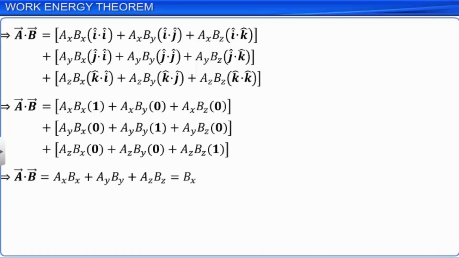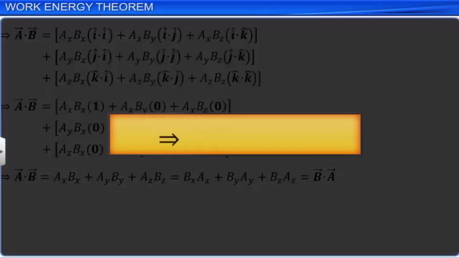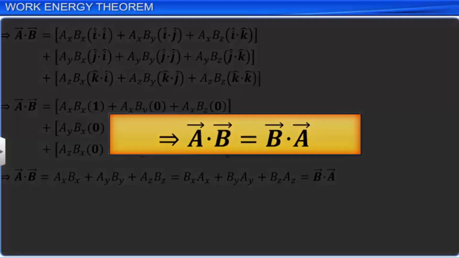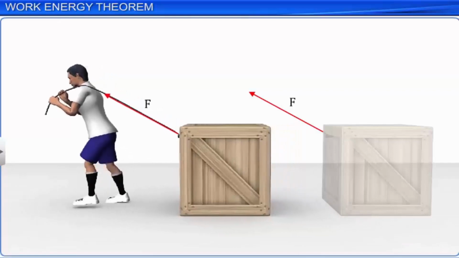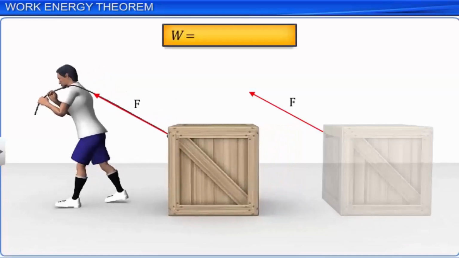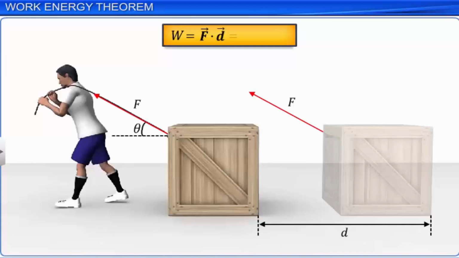It is also equal to BX AX plus BY AY plus BZ AZ, which is equal to B dot A. As the dot product is commutative, A dot B equals B dot A. Now, using the dot product, we can measure the work done as the dot product of the force and displacement, which is equal to FD cos theta.